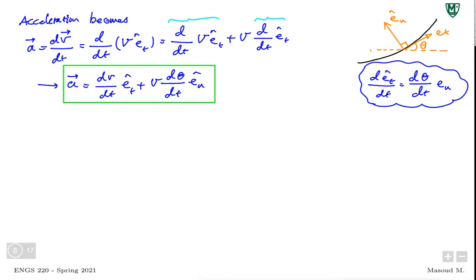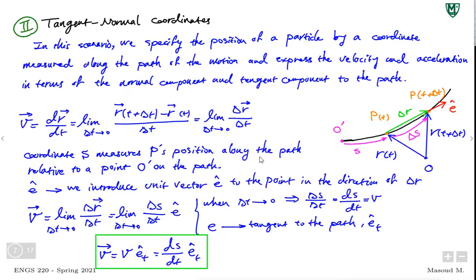I'll continue this in the next class. We're going to get another equation for acceleration, and we'll talk about the next special case, which is when the motion is on a circular path. I'll stop here. I just wanted to have enough time to get into details, but I'll start here and do a review next class.